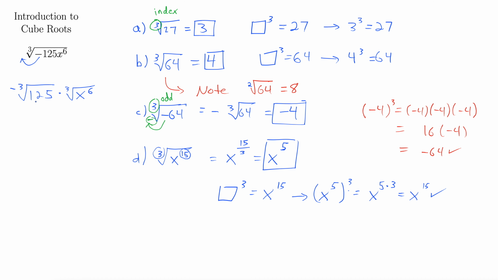Okay, well, we're asking what cubed is 125. Do you know what it is? It's actually 5. 5 times 5 is 25, times 5 is 125. Times x to the, remember we just divide the exponent by the index here, so 6 divided by 3. That gives us negative 5x squared. There we go.